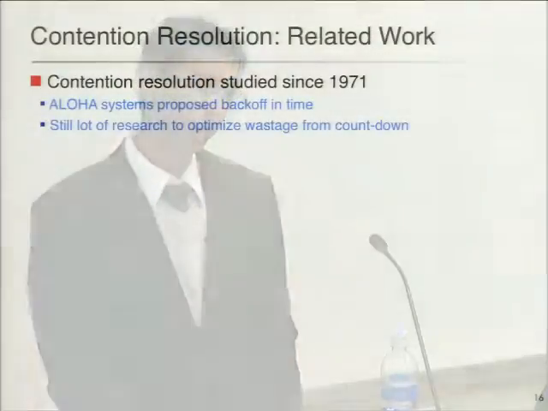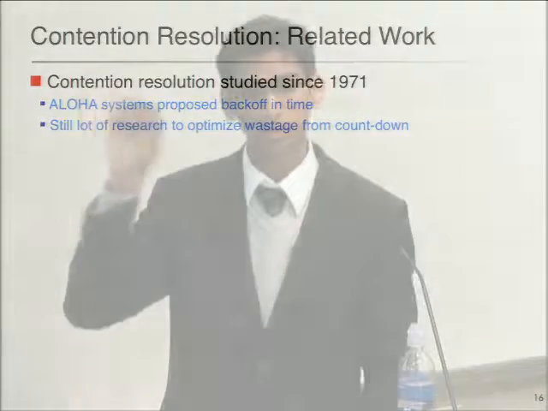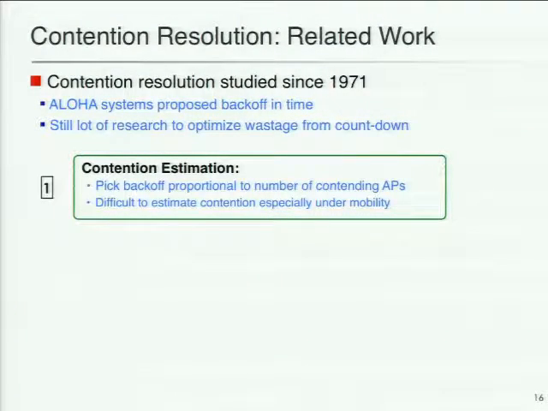So if you look back in our community, we have been trying to solve this overhead from contention resolution for quite some time. And this goes back to 1971, when the first Aloha systems were proposed. And still we see a lot of research to optimize the wastage from countdown. So we can think about contention estimation, where researchers have proposed that we can pick lower versus larger backoff values depending on how many access points are there in the network.